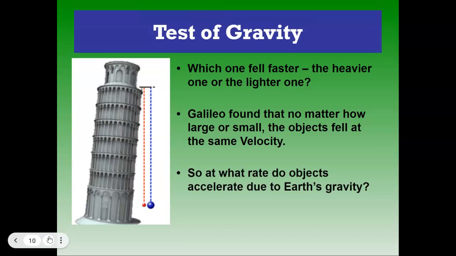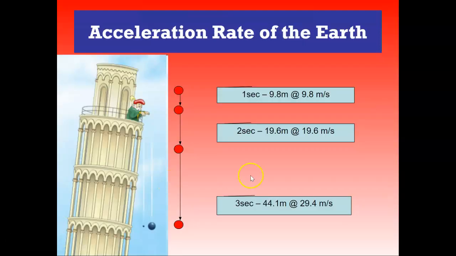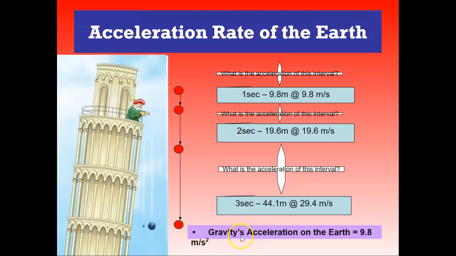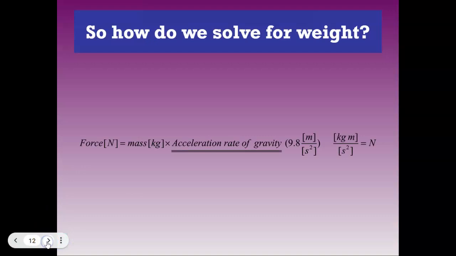So, at what rate do objects accelerate due to Earth's gravity? Through this experiment, he found that the acceleration rate on the Earth, aka the force of gravity, is the same for all objects. He found that this value was 9.8 meters per second squared. So the acceleration due to gravity is 9.8 meters per second squared. That's how fast your acceleration would be if you were to jump off a building, or throw something off the building. Gravity's acceleration on the Earth is 9.8 meters per second squared.